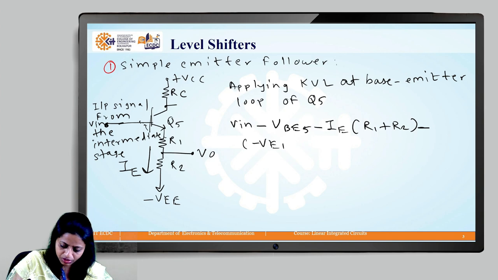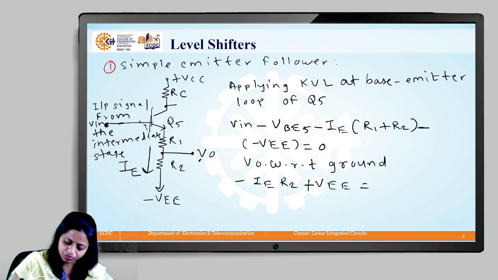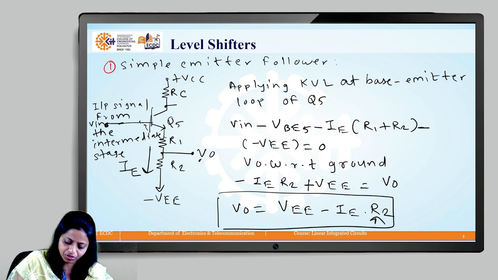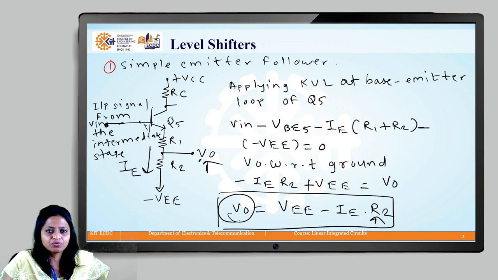Now if you want to measure the output voltage here, the output voltage with respect to ground will be equal to minus of IE into R2 plus VEE, is equal to V0. So V0 is equal to VEE minus IE into R2. So by adjusting the value of R2, we can adjust the output voltage here in order to reduce the DC shift. So this is one of the circuits that we can use for level shifting.